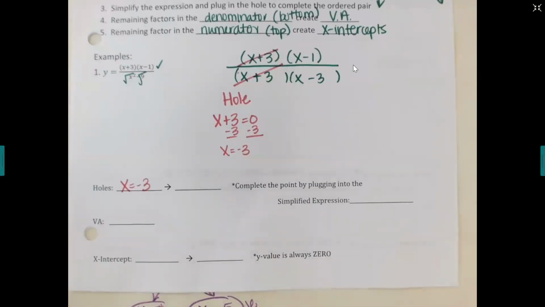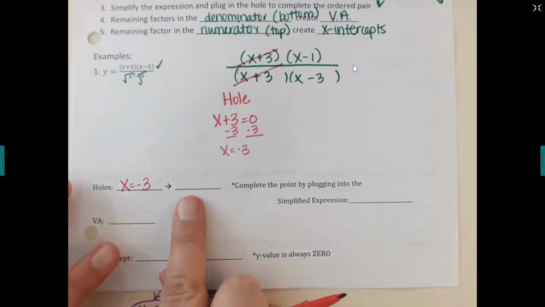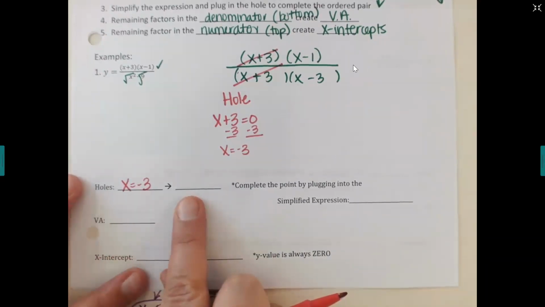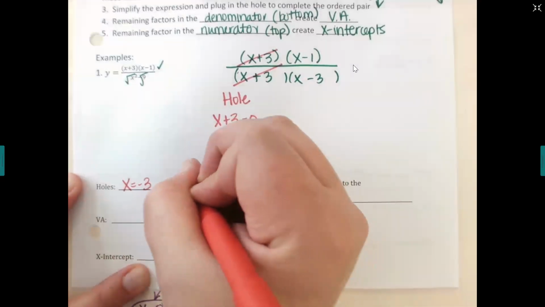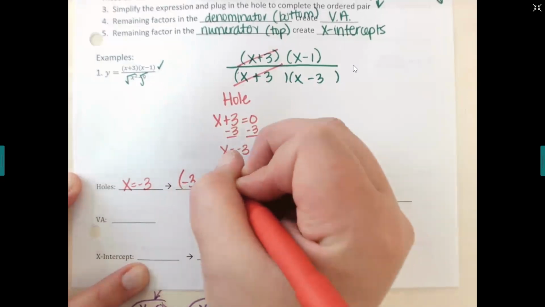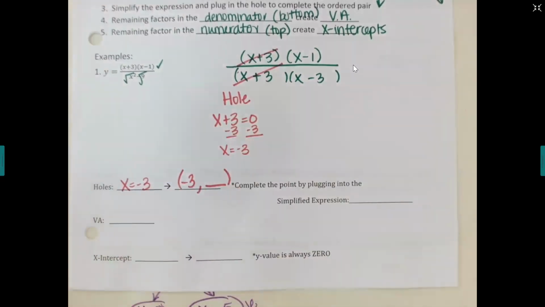Okay, but holes come from the factor that crossed out. Now, next to that, you'll notice a little blank here. For your practice today, you're going to enter the hole as an ordered pair. So I want you to put -3, comma, something. And we'll talk about how to find the y value later. Okay, but let's keep going.